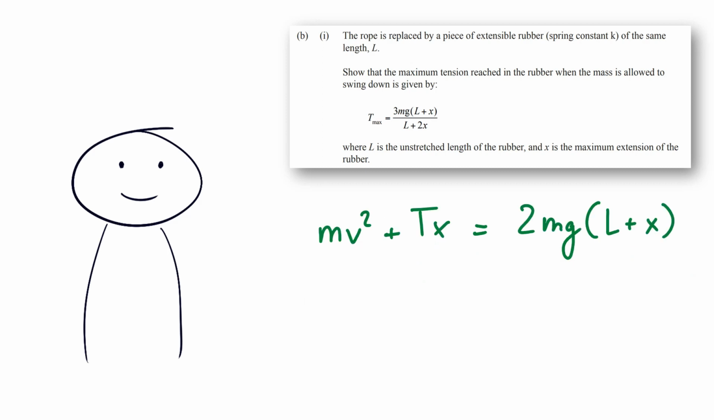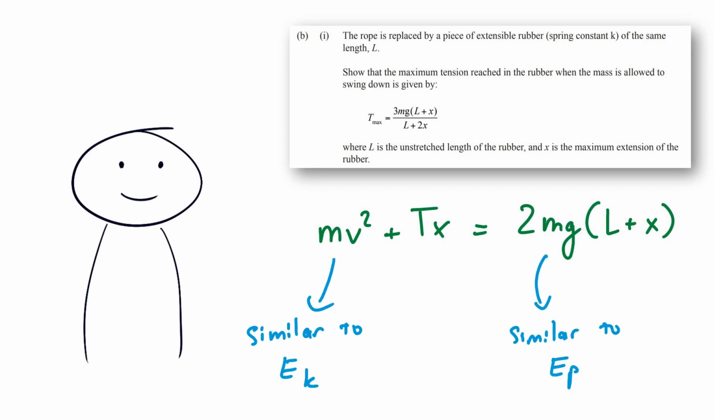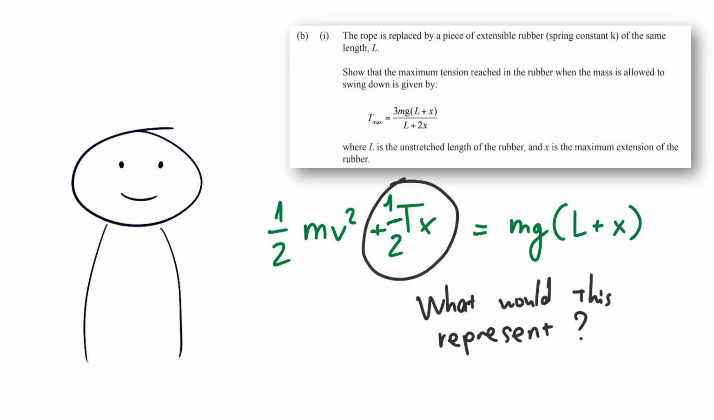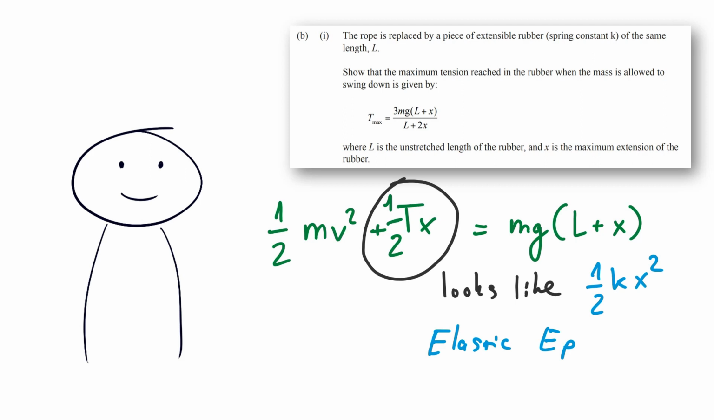Now ask yourself this: what does this equation look like? To me, it very much looks like an equation of conservation of energy. Because there's the mv squared, which is close to 1/2 mv squared, which is kinetic energy, and then the mg times (L plus x), which looks like gravitational potential energy. But what about the Tx? Now that you know it is conservation of energy, what would the Tx represent? Given that the problem is about a spring and also there's just an x for extension alone, I would be very confident that the Tx must stand for elastic potential energy.